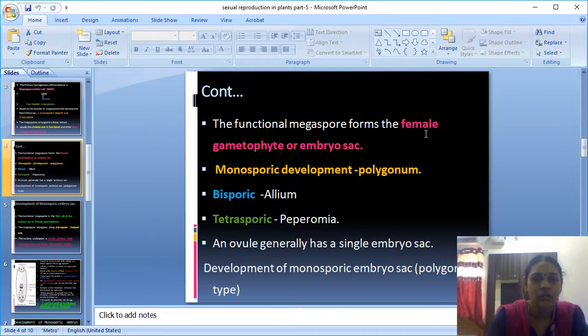The functional megaspore forms the female gametophyte, the embryo sac. An example of monosporic development is the plant Polygonum. The bisporic example is Allium. The tetrasporic example is Peperomia. And an ovule generally has a single embryo sac. Development of the monosporic embryo sac, Polygonum type.